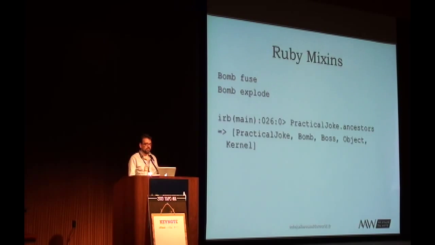Why is this? In Ruby, ancestors is the method which will give you your inheritance tree, and you'll see practical joke inherits from boss, inherits from bomb, inherits from object, inherits from kernel. They actually implemented mixins via a single inheritance chain. So with multiple inheritance, what usually happens is the first method you encounter wins, the first class you've inherited from wins. With mixins, the last one you inherited from wins, and any mixins which have a similarly named method, sorry, you don't get them.